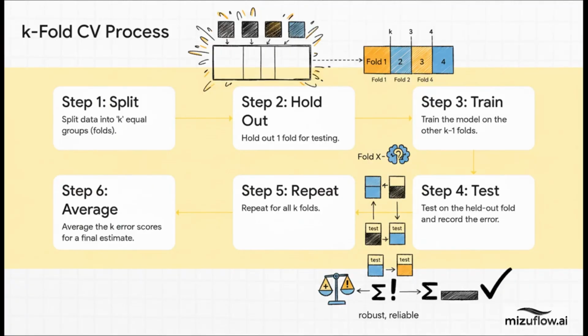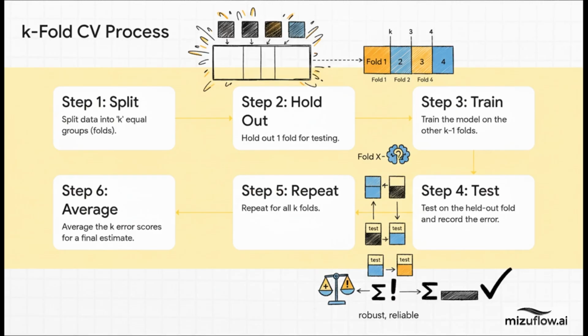Now, this slide breaks down the most common method, which is called K-fold cross-validation, and it's a really powerful idea. So, step one, you take your data and you split it into, say, K equal groups. We call these folds. Step two, you hold just one of those folds out. That's going to be your temporary test set. Step three, you go and train your model on all the other folds combined. Then in step four, you test your shiny new model on that fold you held out and you write down the error score.